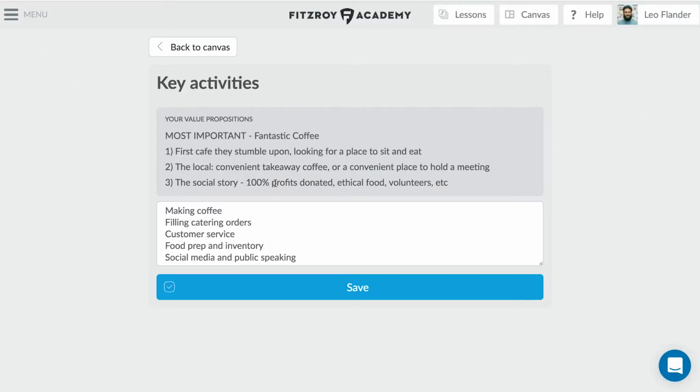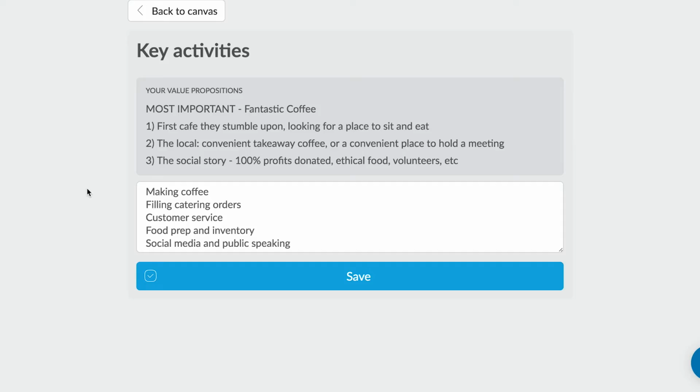So the first activity for any cafe is going to be making coffee. You need to make a really impressive cup. The next one is going to be fulfilling catering orders. Catering is very time intensive. It's very difficult, but it's also quite high value, as we're going to see when we get to our revenue streams. The next activity is customer service.